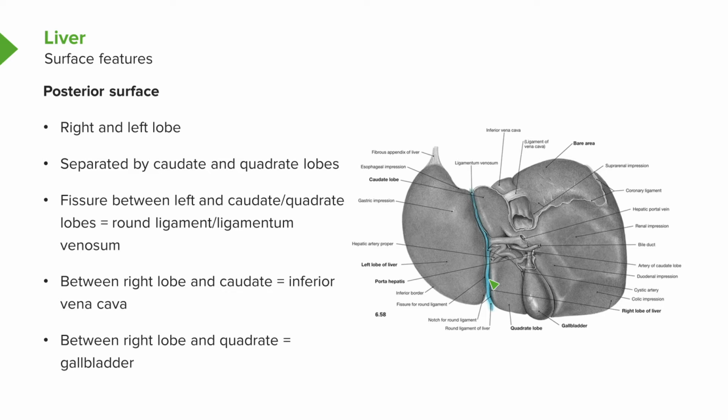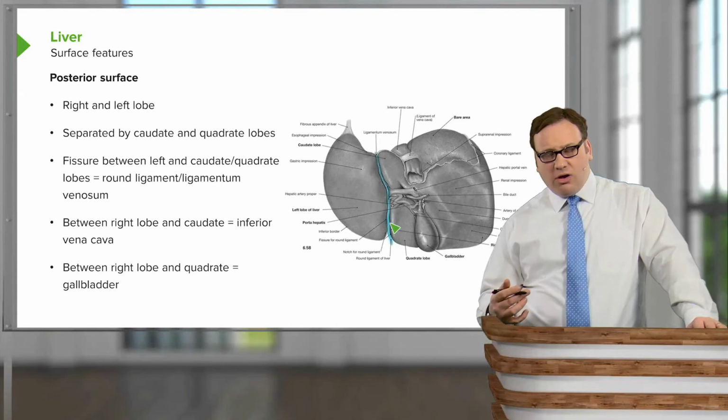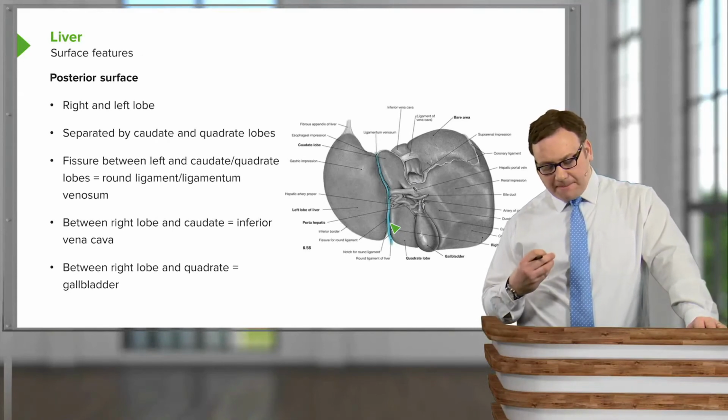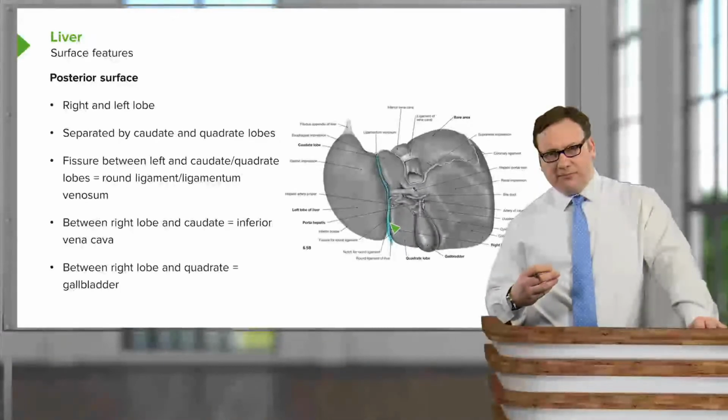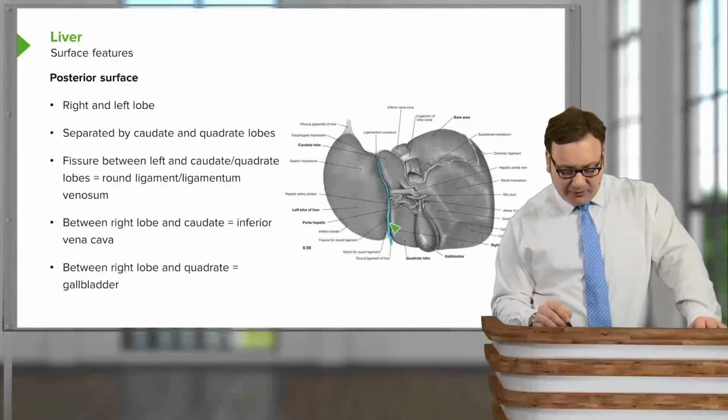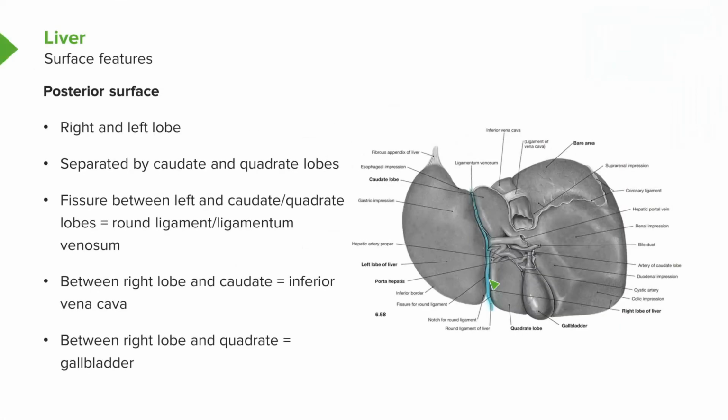And ultimately, this would be taking oxygenated blood from the placenta. It would bypass the liver, and this would go directly into the inferior vena cava. As we no longer have the placenta attached since we were born, this patent blood vessel, this umbilical vein, becomes fibrosed, and then we're left with the ligamentum venosum. That's running in this fissure between the left lobe and the caudate and quadrate lobes.